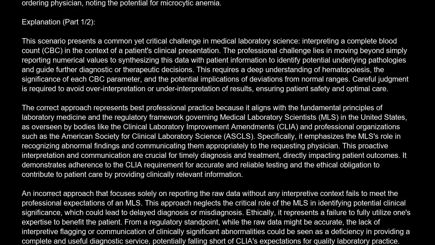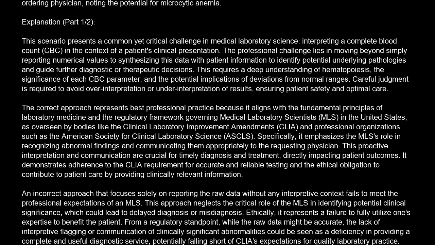The correct answer is B. Flag the low hemoglobin, hematocrit, and MCV and the elevated RDW as critical values and communicate them to the ordering physician, noting the potential for microcytic anemia. Explanation. This scenario presents a common yet critical challenge in medical laboratory science: interpreting a complete blood count, CBC, in the context of a patient's clinical presentation.